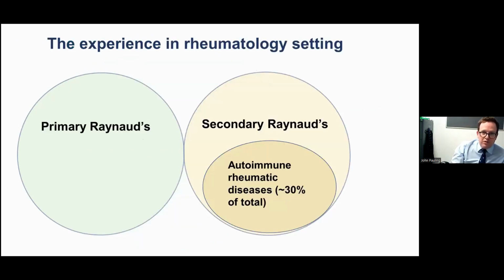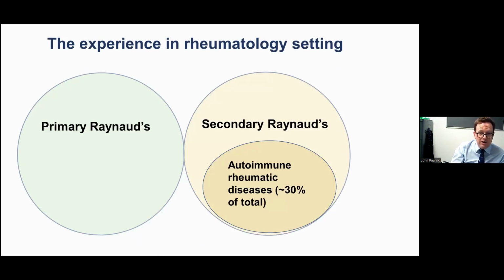The experience of the rheumatology setting is slightly different. When you look at the patients who come through a Raynaud's clinic in a rheumatology unit, about half of patients will have primary Raynaud's and the other half will have secondary Raynaud's. And this is because it's a very carefully selected group of patients where GPs have only referred people in if they've really been concerned that people have secondary Raynaud's.